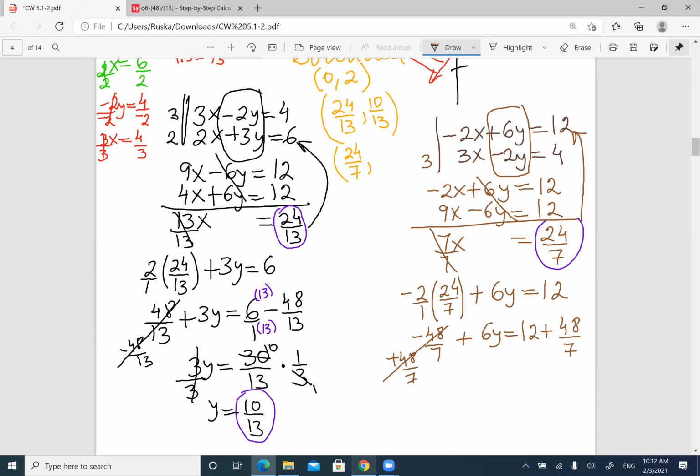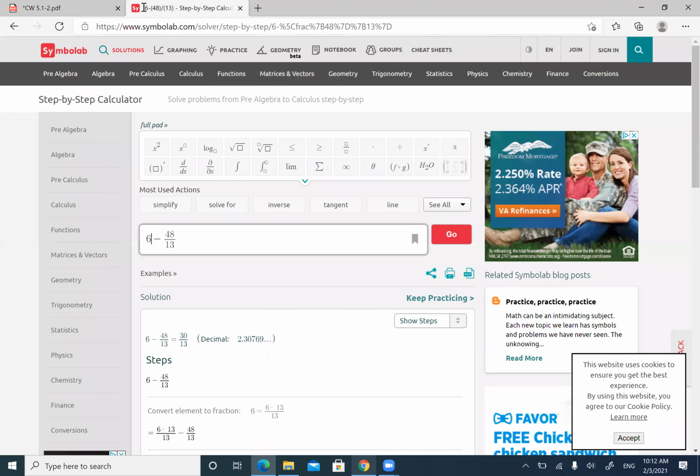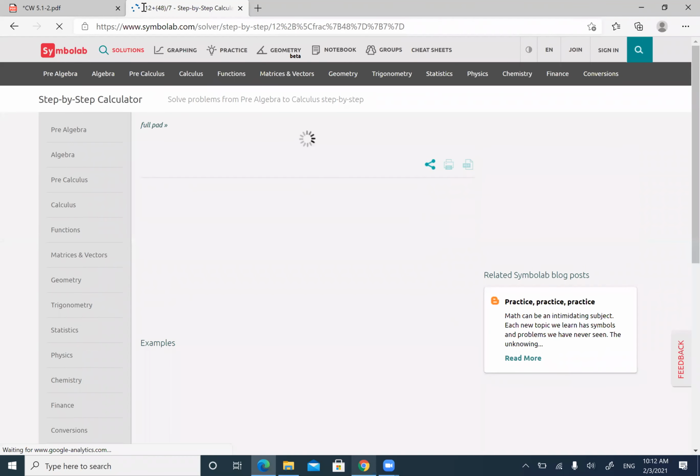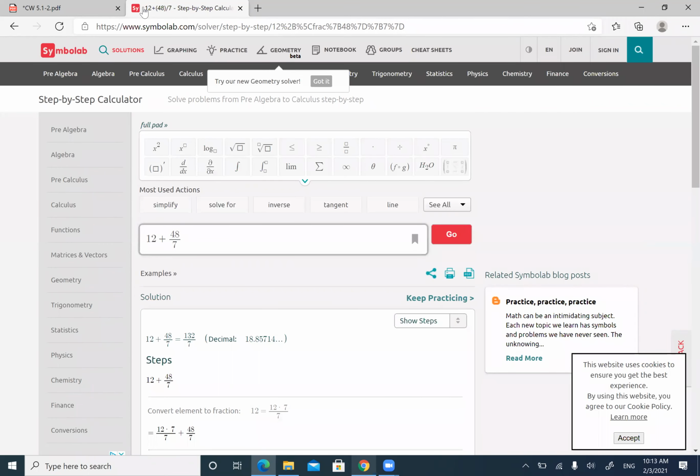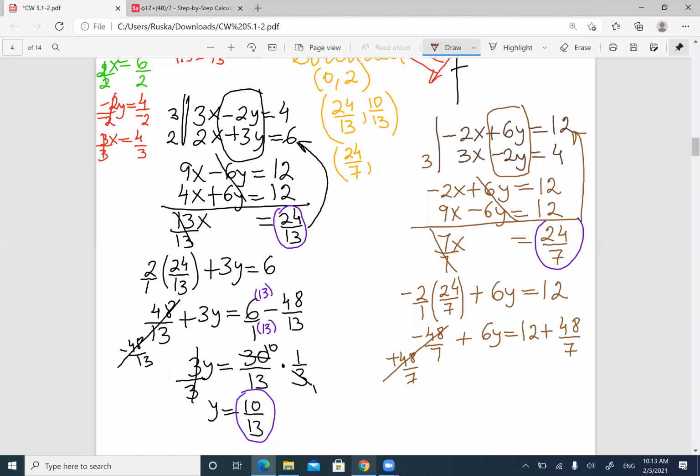This cancels. So I'm going to use the calculator again. 12 plus 48 over 7. And in order to do that, we just have to find a common denominator and add the numbers. In this case, it is 132 over 7. And then I have to divide by 6 or multiply by 1 over 6.